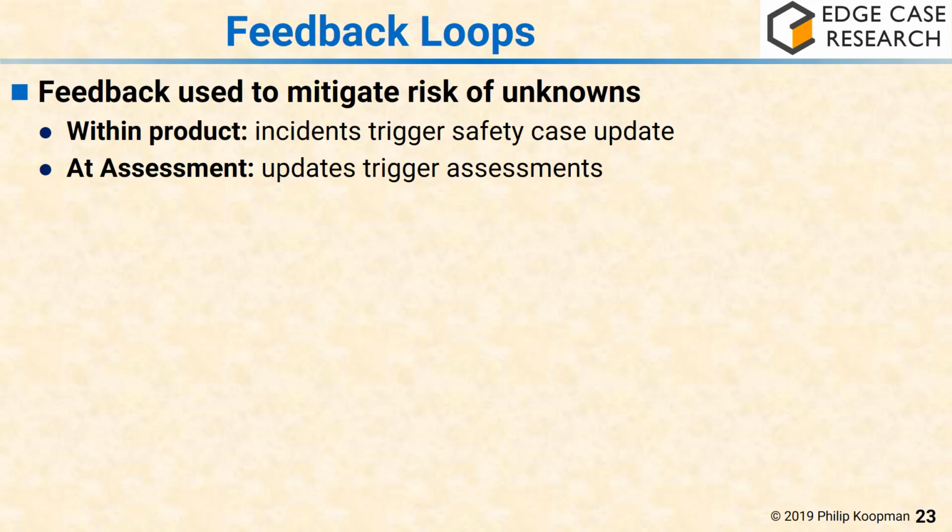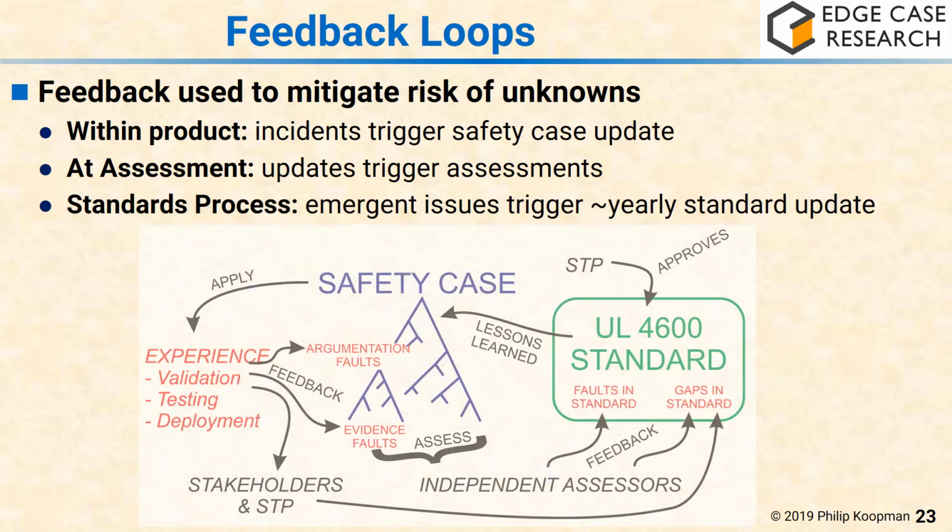So there's feedback loops within a product. As part of the standard, you're required to monitor incidents, not just loss events, but incidents. No one was hurt, no one was injured, but something went wrong. You have to go find out what happened and go back and potentially update your safety case if it's because you missed something. And during assessment, you also have to do reassessment every time you do a safety case update that's bigger than a certain amount.